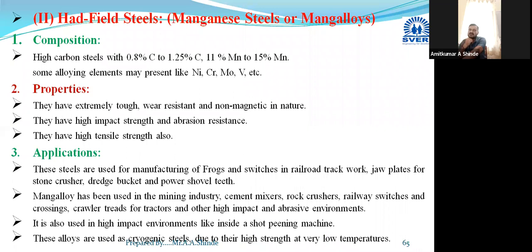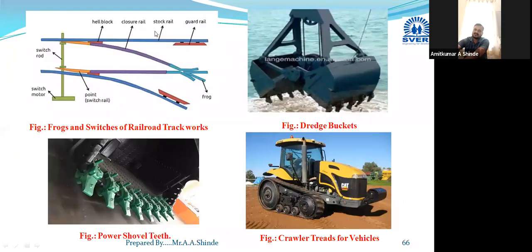with some small amount of other alloying elements. It has very high strength, wear resistance, and abrasion resistance. It is also known as manganese steel or mangalloy, and it is used for manufacturing of frogs and switches of railroad track. These are frogs, these are switches, then dredge buckets, power shovel teeth, then crawler tread for different vehicles like your poclain, you can say.